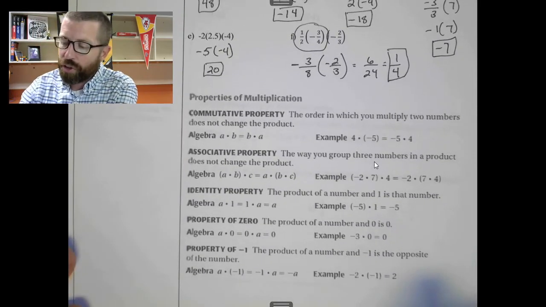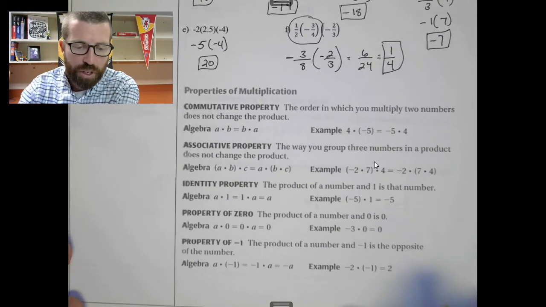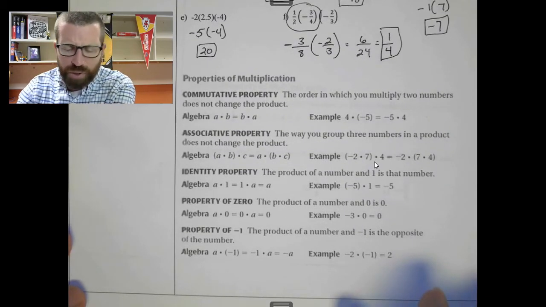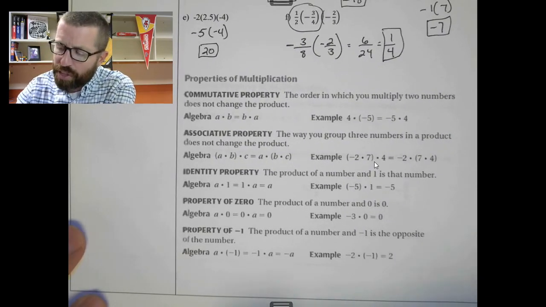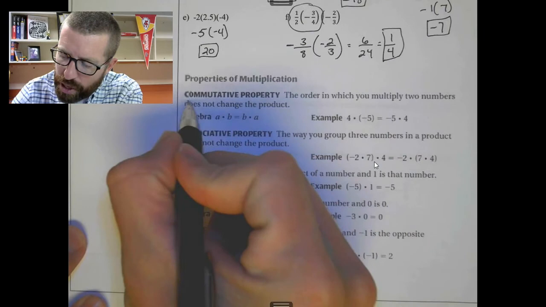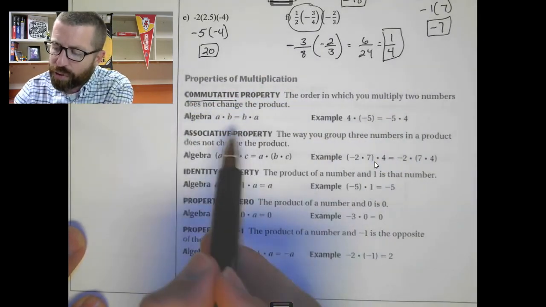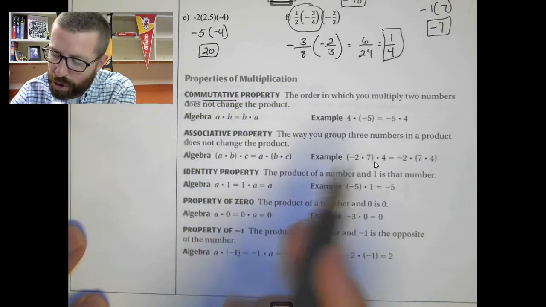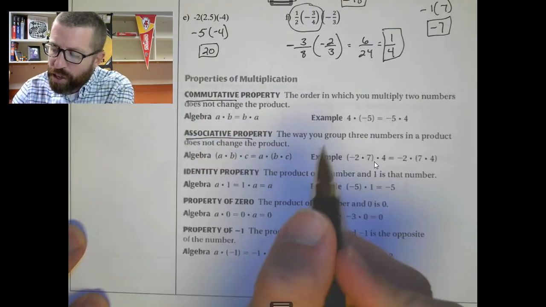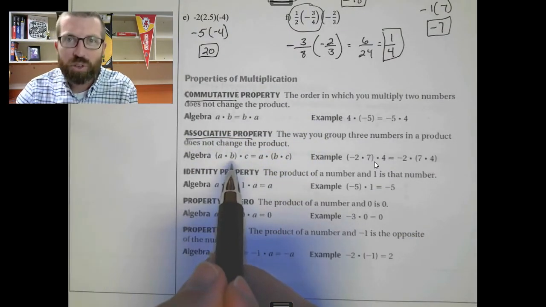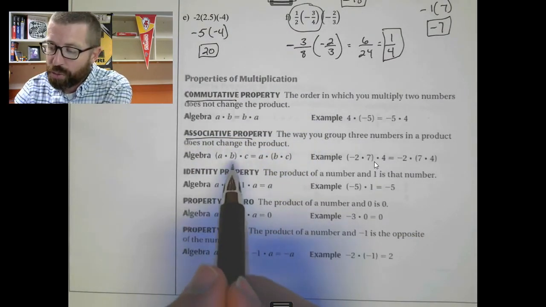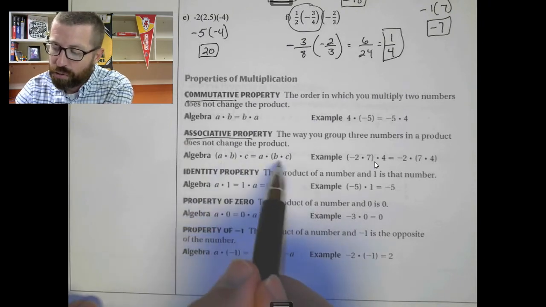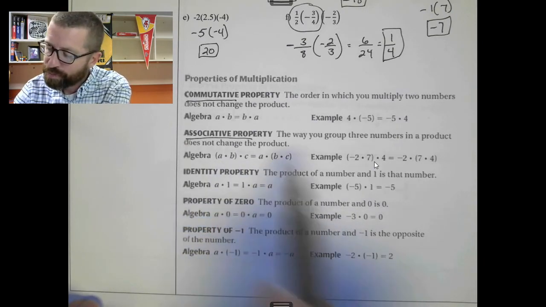Okay, so these are the properties of multiplication, and we'll go through these a little quickly. The big thing is to get what they mean. So order does not matter with multiplication, the commutative property. The associative property says kind of the same thing, but grouping doesn't matter. So you can multiply first and second, and then second and third.